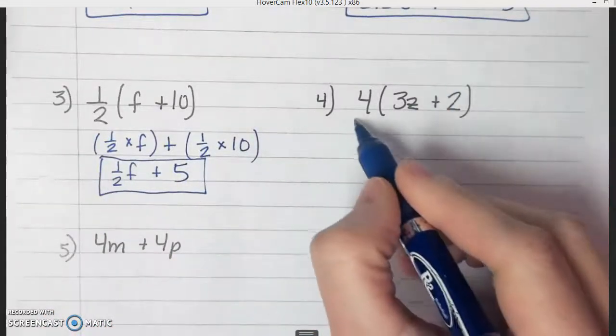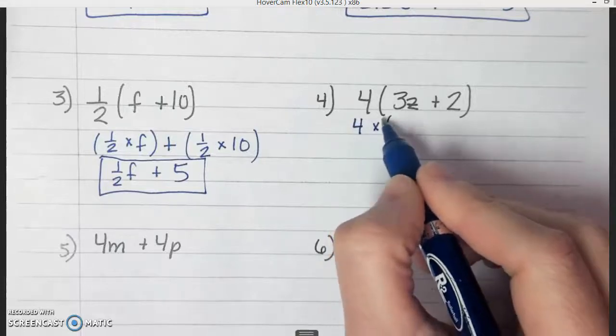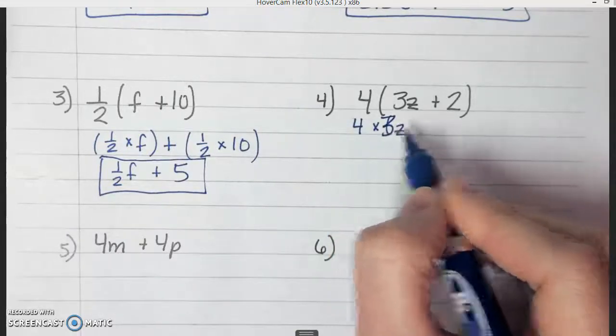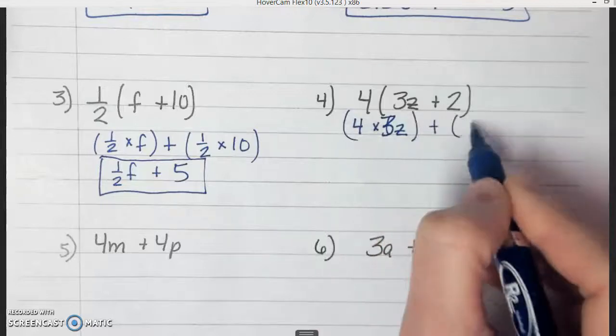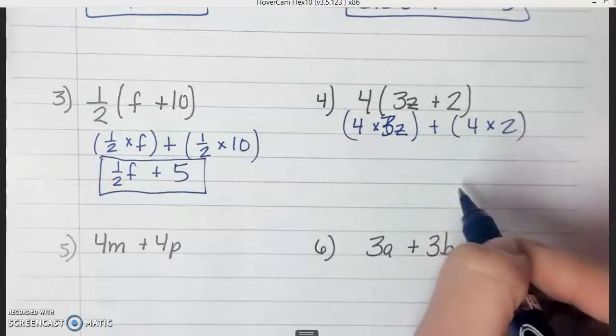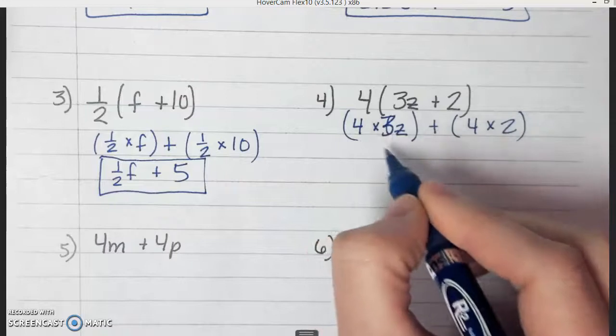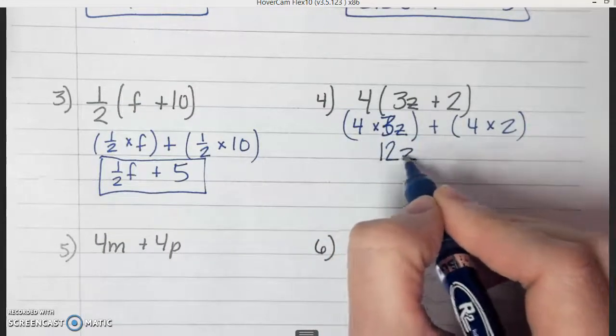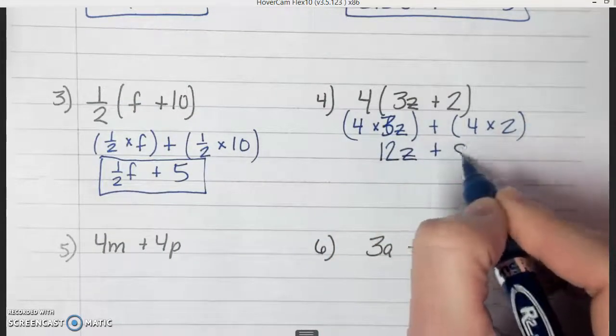Number 4, we have 4 times 3z plus 4 times 2. So 4 times 3z is 12z plus 4 times 2 is 8.